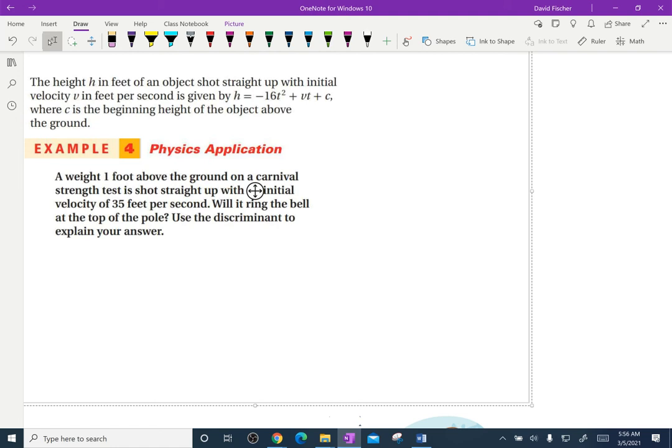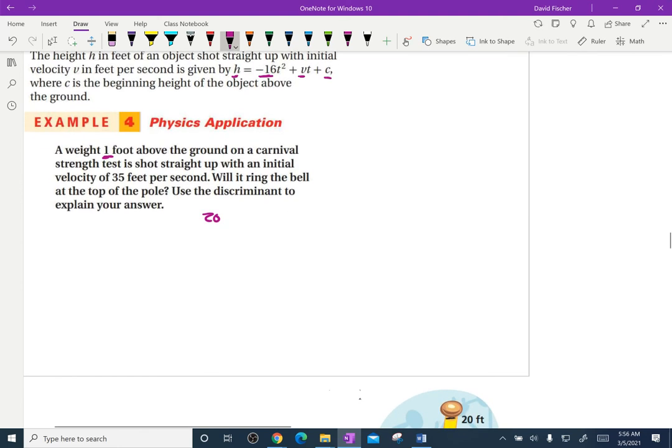Okay. So here's our minus 16t squared. There's our velocity now that somebody measured. And right here we have a c. And they said it's a foot above the ground. So that's going to be like my y-intercept. So let's write things in. We got the height of that pole down there is 20. So you got to put that guy in there.